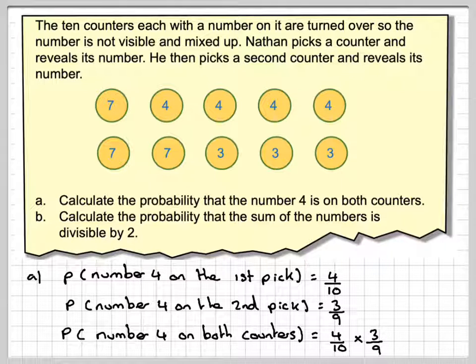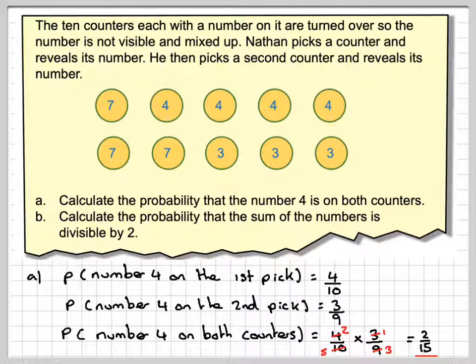There's a bit of counting we can do here. 2 goes into 10 5 times, and then into 4 2 times, into 3 1 time, and into 9 3 times. So that's going to give 2 times 1, which is 2, and 3 times 5, which is 15. So it gives an answer 2 over 15.